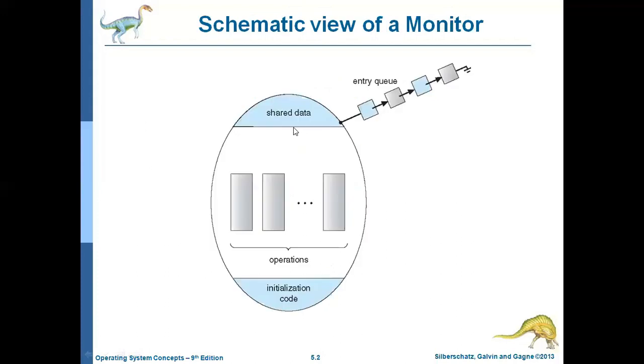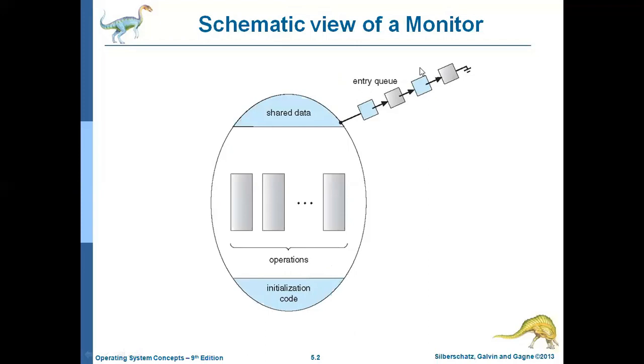So what does a monitor look like? It contains some shared data. Here it will be performing the operations. There are two different operations performed on the condition variables, which we already discussed. One is wait, another one is signal. Here we have to use the initialization code.